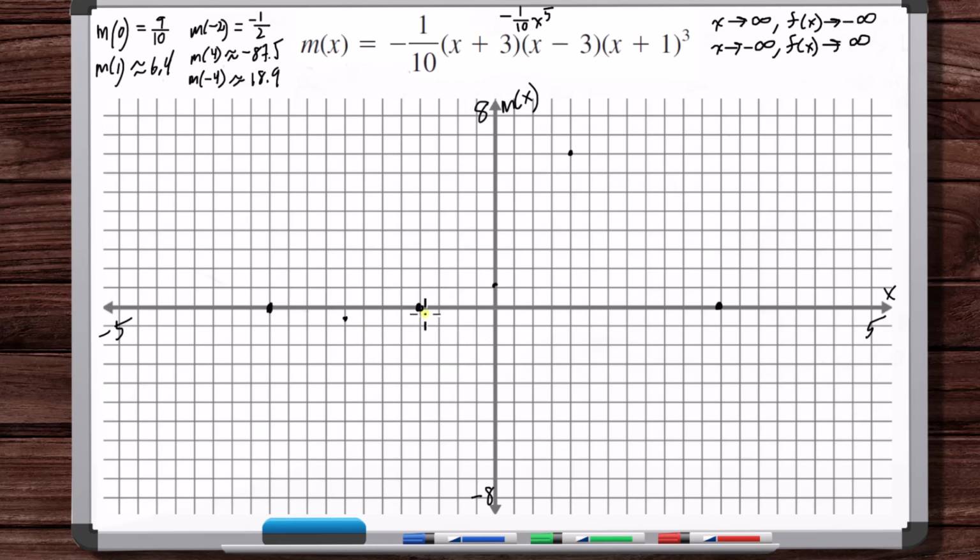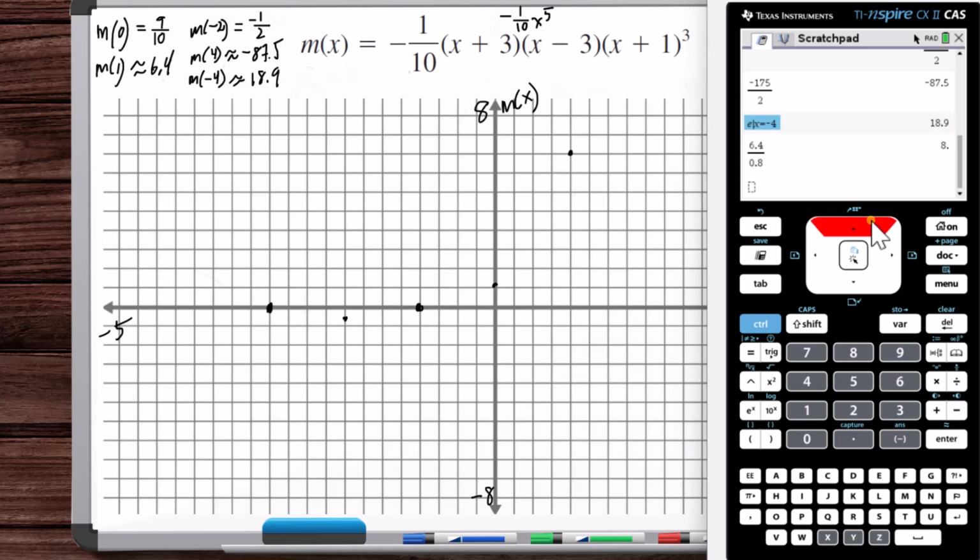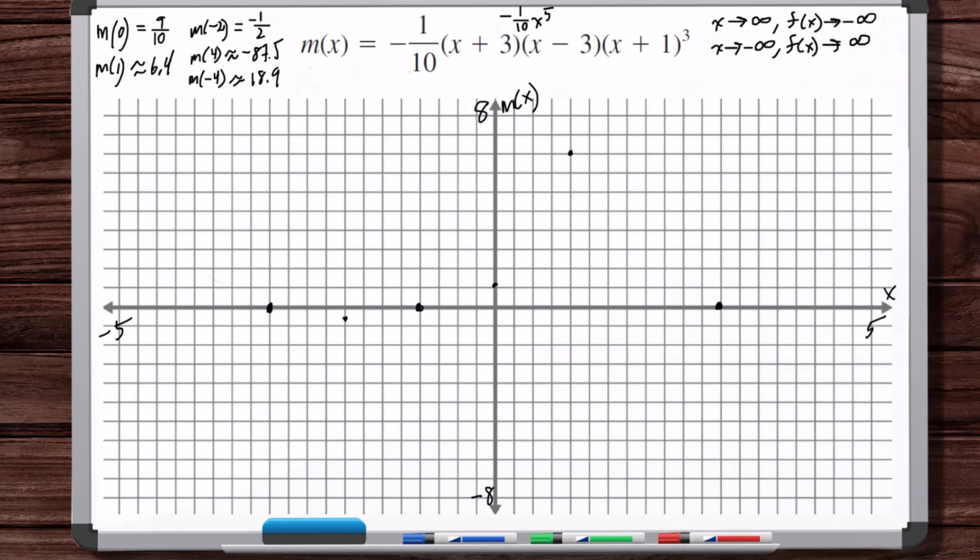Okay, so let's see. Actually, just curious, let's plug in 2, see what we get. 27 halves, 13.5. So f of 2 is off the graph. So, okay, didn't draw enough points. Something like that, which makes sense because this is going to be pretty steep coming down, right?